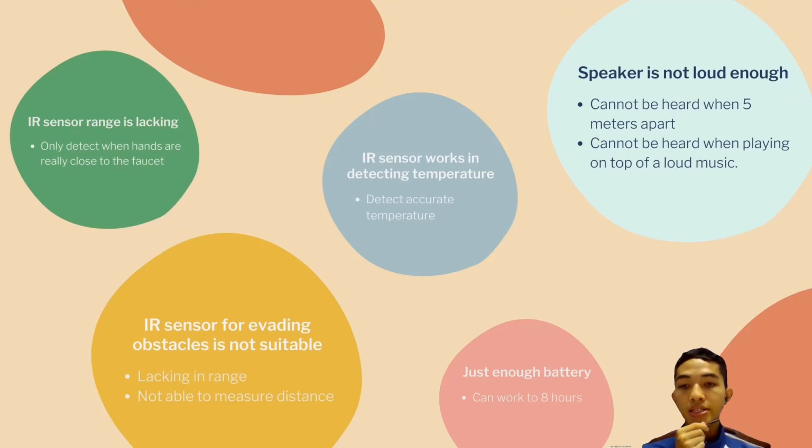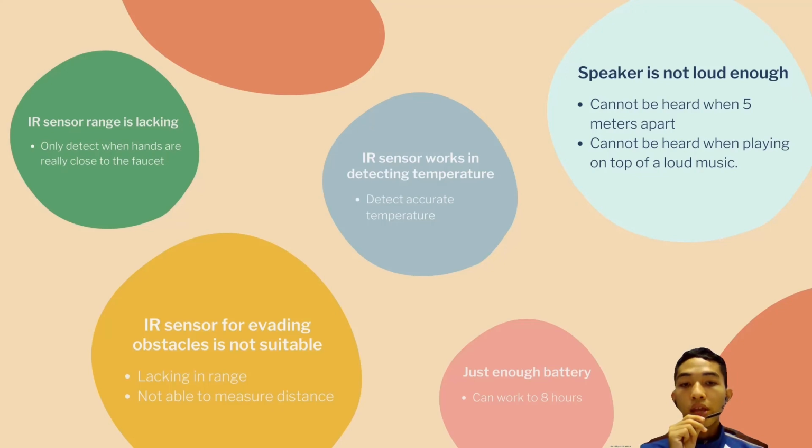And as for the second reason, the IR sensors are unable to measure the distance of the robot to the obstacles or objects. Third, the IR sensor works decently for detecting the temperature of the user. How we did the test for this case is by comparing the value of the IR sensor to the value using the hospital's thermometer. And what we found out is that the values for both are close to each other.